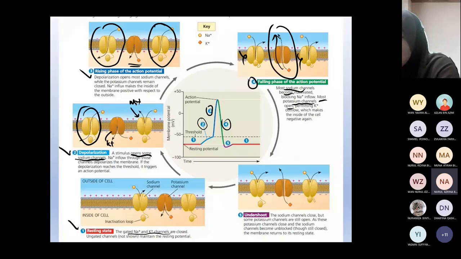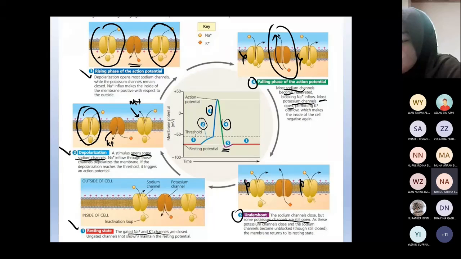All right. This process will continue until undershoot. You can see in the undershoot, stage number 5 here, right? The sodium ion channel is still closed, but some of the potassium ion channels are still open. So meaning that there is still outflow of potassium ion, right?